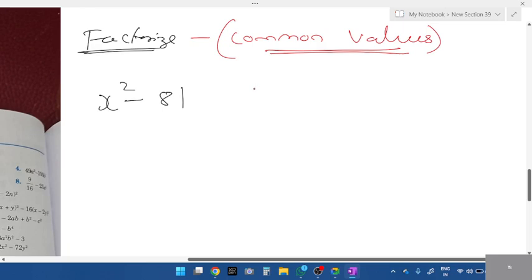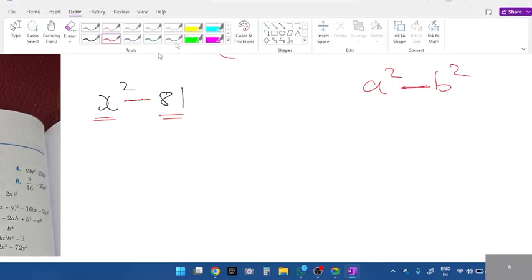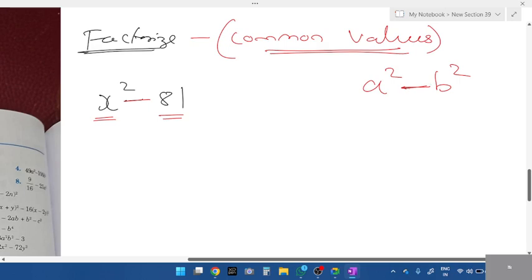We try to take the common value. Now there are two terms. Is anything common in x and 81? Tell me. No, nothing is common. In a square minus b square, how many terms are there? Two terms. What is the sign in between? Minus. What's the degree for both? This is what you have to remember.